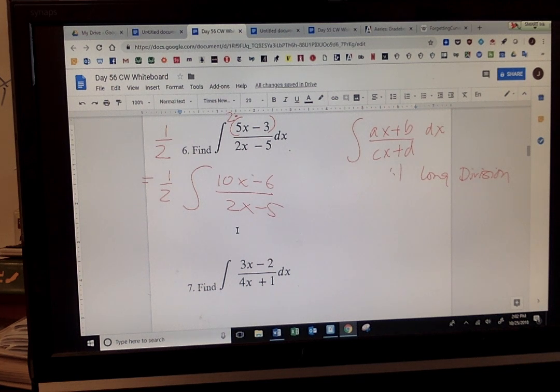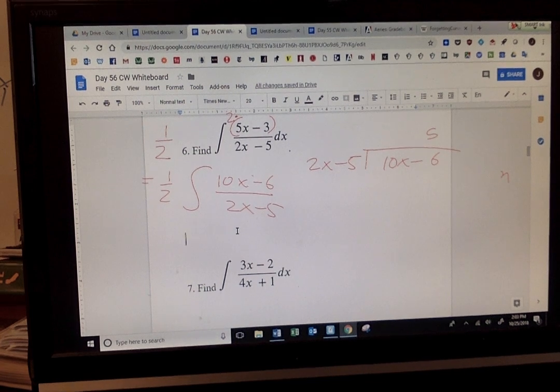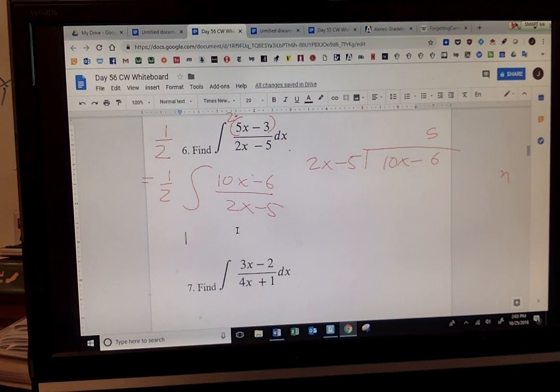Simple issue. We can now divide. No fractions anymore. Okay? So we have 10x minus 6. I'm going to do long division: 2x minus 5. Now many of you will have forgotten this. Relax, I'm going to walk you through it. I need a 10x, I have a 2x. So 5. Now in case you forgot, I'm going to distribute. What's 5 times 2x? What's 5 times negative 5?